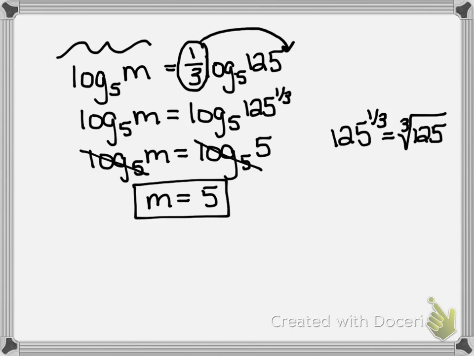So then the next question would become, what do you do if you don't have a log on both sides? So we're going to try this equation next.